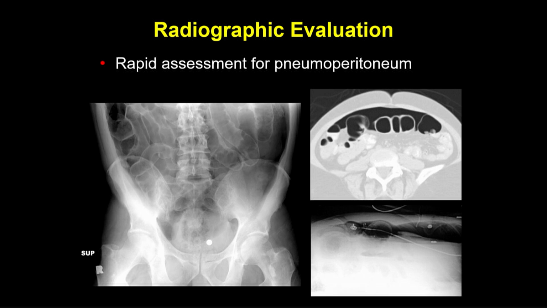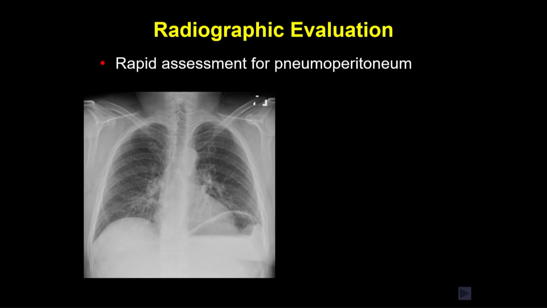Of course, if the patient's not able to get an upright or a decubitus, you can do a cross-table lateral like this in a pinch. If there's just no way to move the patient, you can still get some sort of correlative imaging to try to be more sensitive.